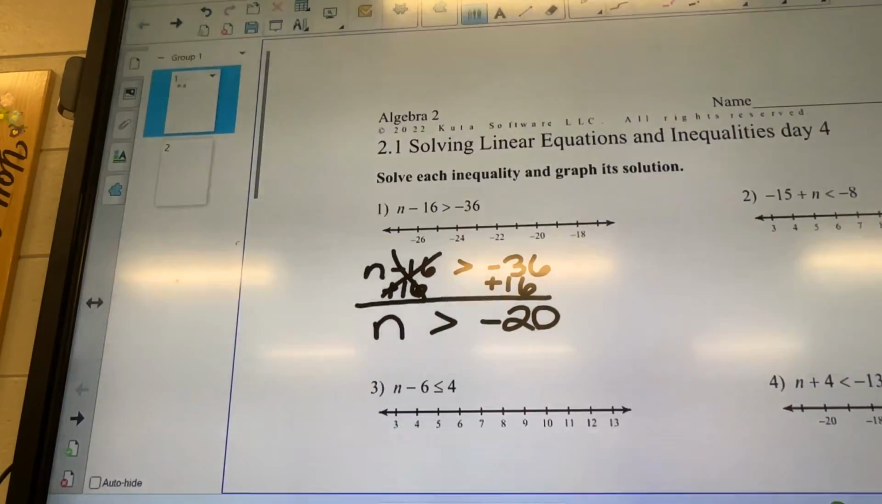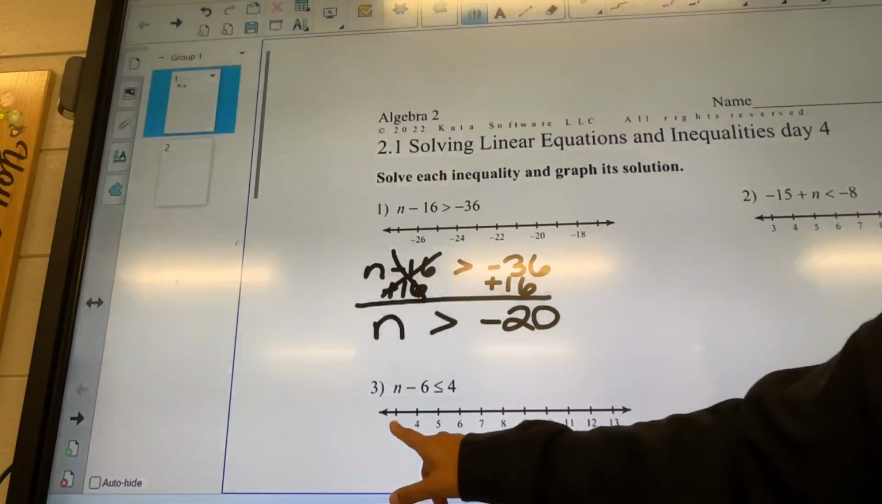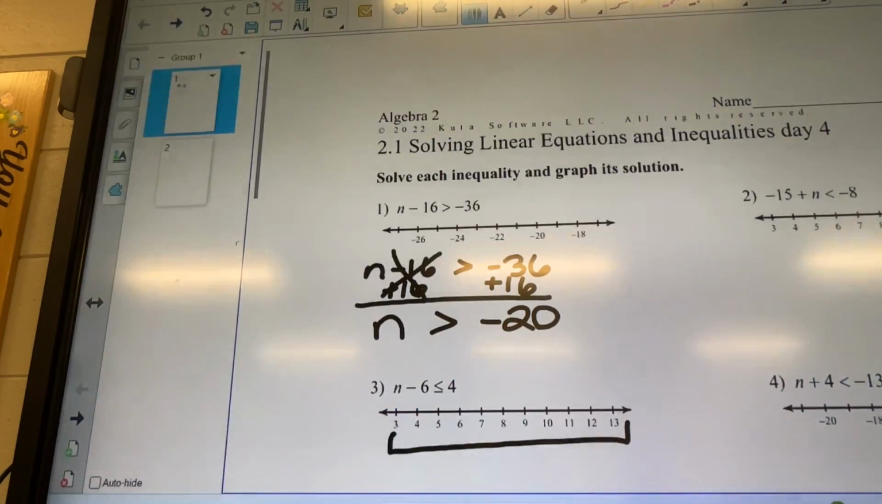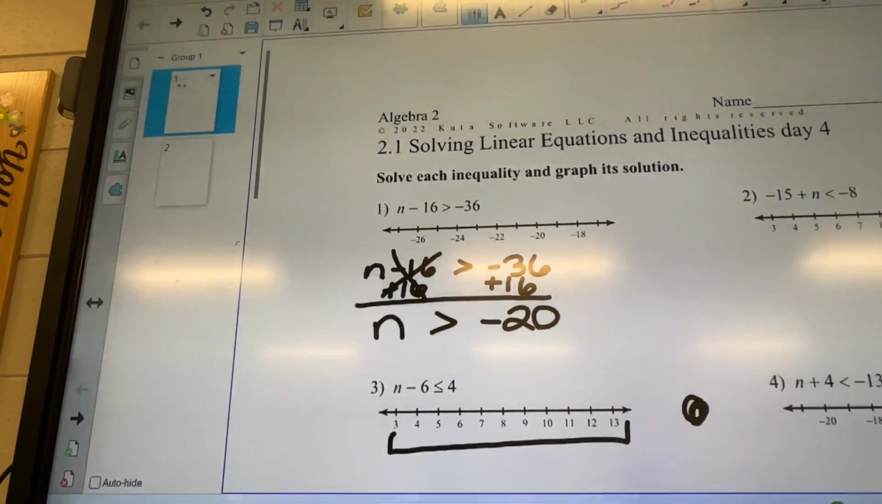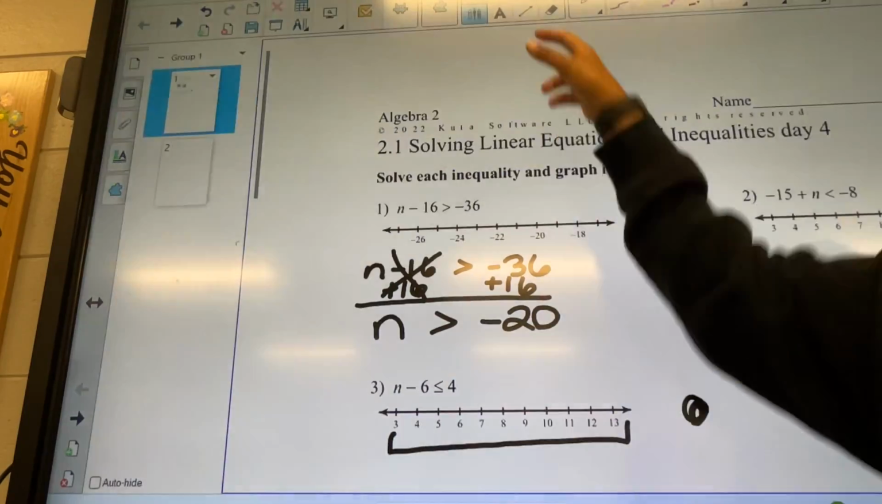Okay, and pause. Let's use some common sense. So it's saying my answer is negative 20. I know that before I even do number 3, my answer should be somewhere between 3 and 13. How do I know that? It's the only numbers there. If you draw a dot at 100, is that right? We definitely know it's not right. So this has got to be a number somewhere on here.